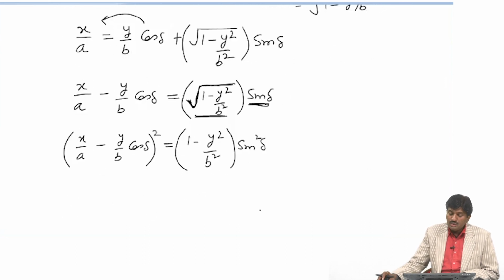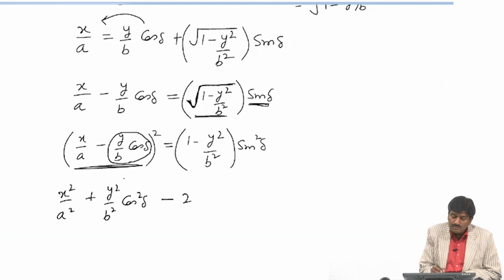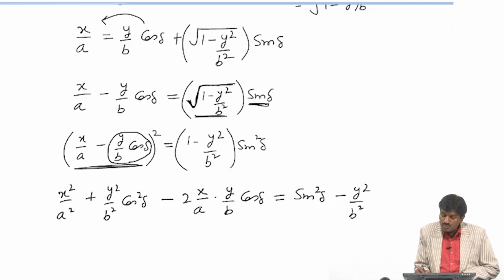And to solve this, we have to expand this square, and it becomes x square upon a square plus square of this term, y square upon b square cos square delta, minus twice x upon a y upon b cos delta, equal to, multiply this sin square delta in, sin square delta minus y square upon b square sin square delta.